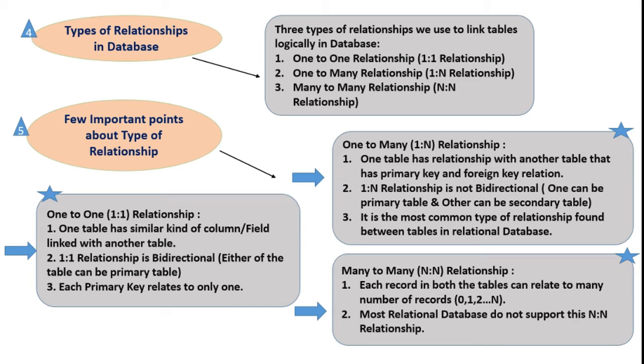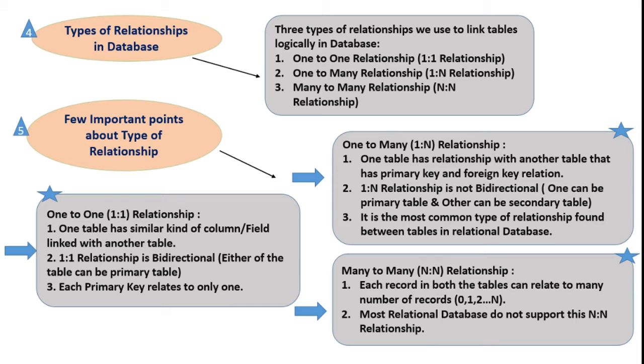Regarding the one-to-one relationship, first, one table has a similar kind of column or field linked with another table. A one-to-one relationship is bidirectional. Either of the tables can be the primary table. We are talking about linking between two tables, and either of the tables can be the primary table. That's why the one-to-one relationship is bidirectional. The next point is, each primary key relates to only one.